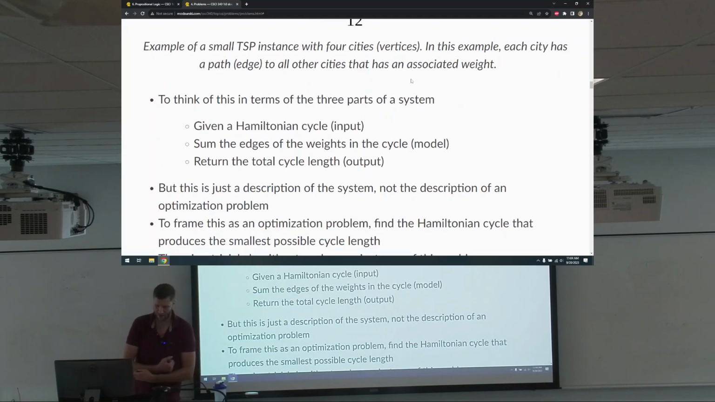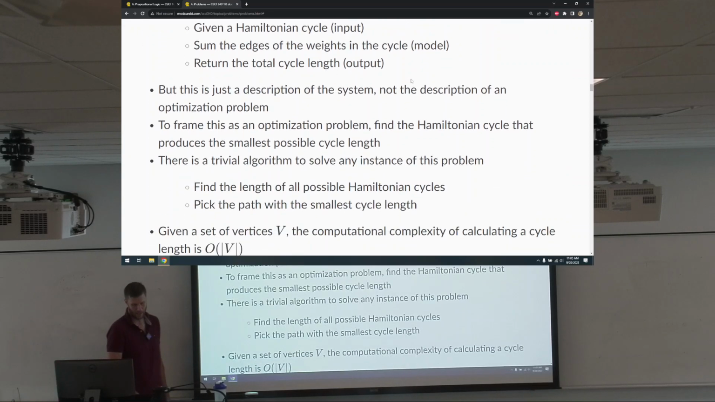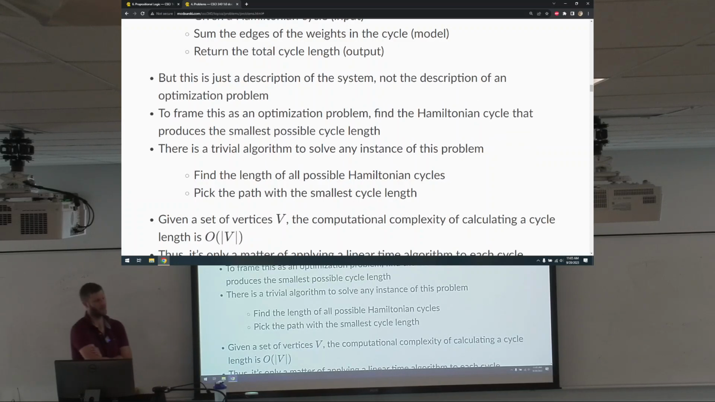Yeah, okay, think of this in terms of the 3-part system. Given a Hamiltonian cycle, sum the edges of the weights in the circle, and return the total cycle length. But this is just a description of the system, not the description of an optimization problem. To frame this as an optimization problem is, yeah, find the Hamiltonian cycle that produces the smallest possible cycle length. Great. There's a trivial algorithm, the one that I just described. Find the length of all possible Hamiltonian cycles, pick the one with the smallest.